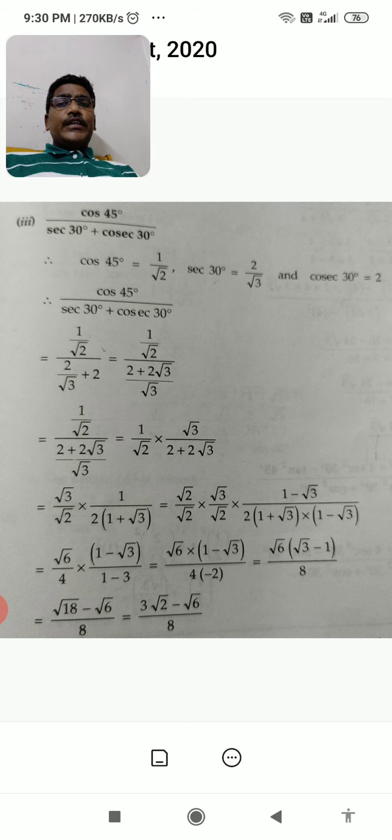So (1 plus root 3) into (1 minus root 3) is 1 square minus root 3 square. Simply you are getting 1 minus 3. That is root 6 of (1 minus root 3) upon 4 into minus 2. 1 minus root 3 is minus 2. Finally you are getting root 6 of (root 3 minus 1) upon 8.